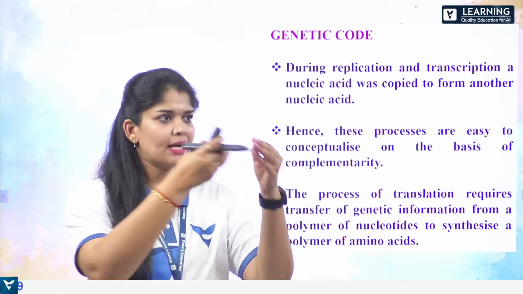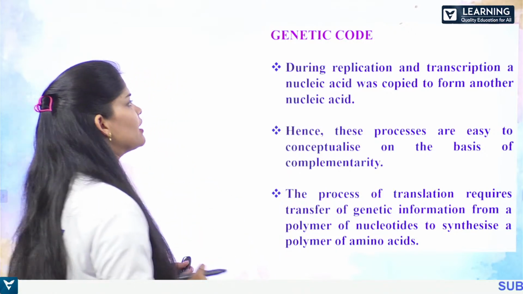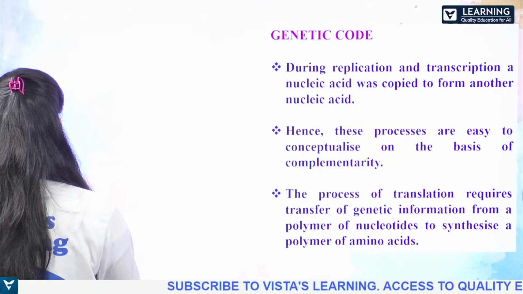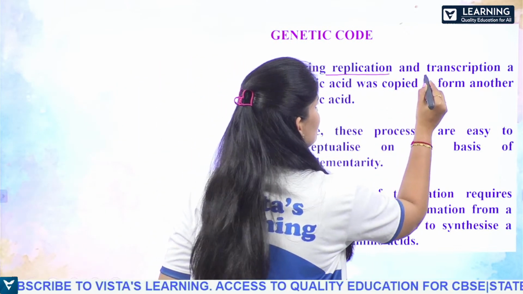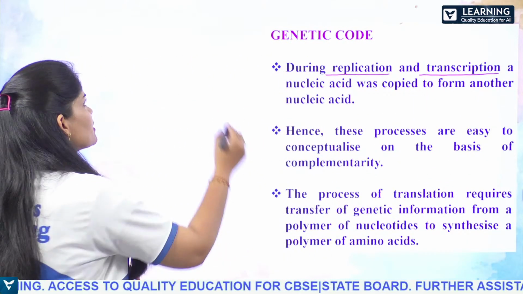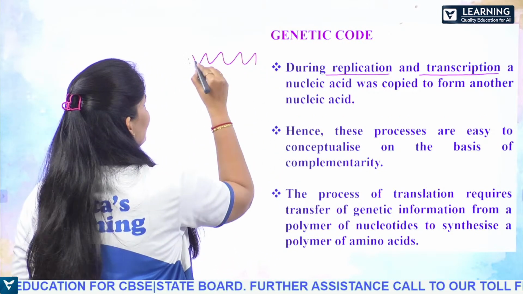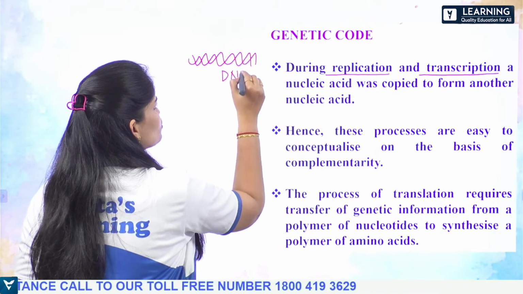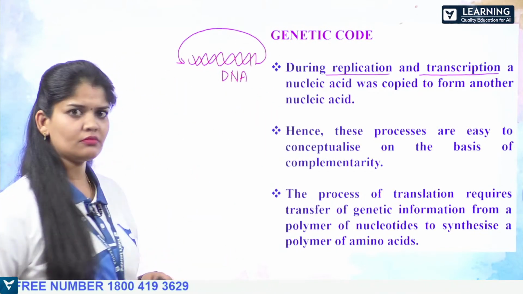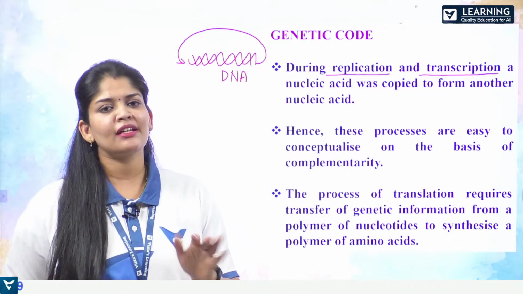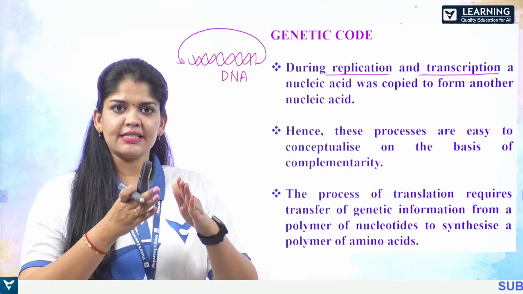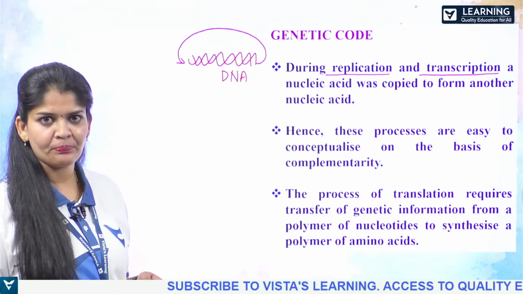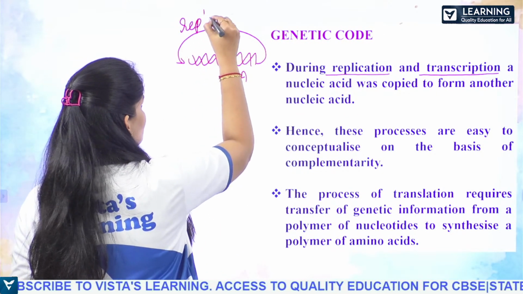We have been discussing replication, transcription, translation. Replication is all about making a copy, a replica of the DNA by using DNA as its template. Here the template is DNA and the produced strand is also DNA. The enzyme DNA dependent DNA polymerase is used to synthesize the newly formed DNA, and that process we call replication.